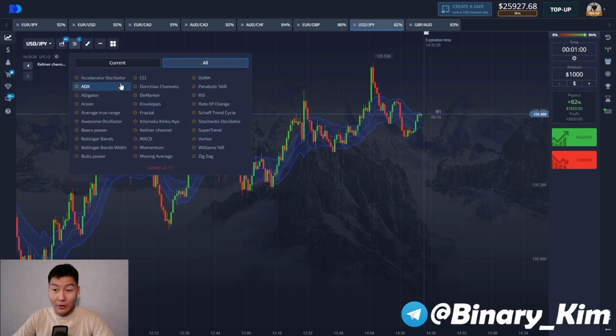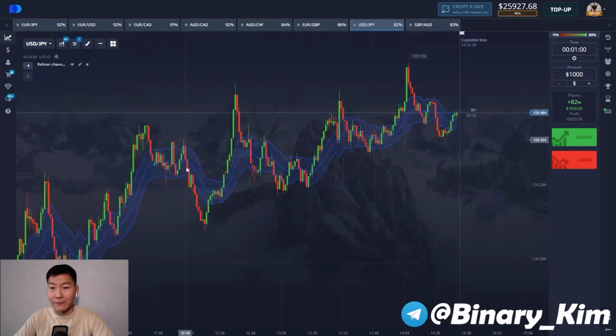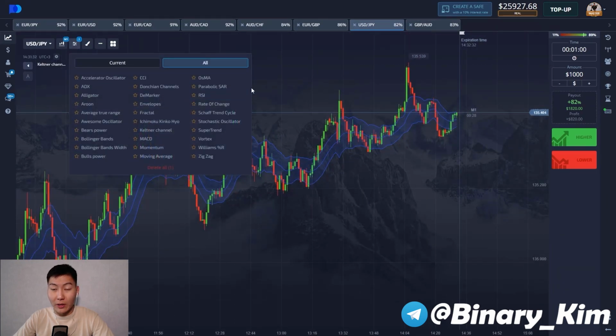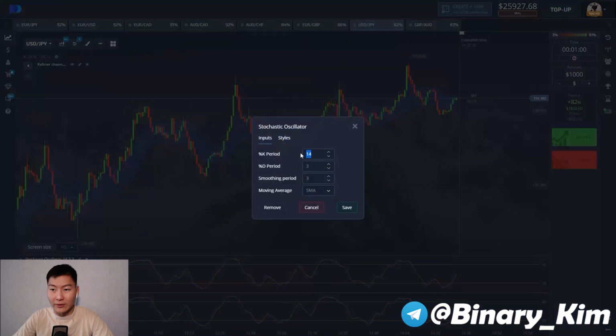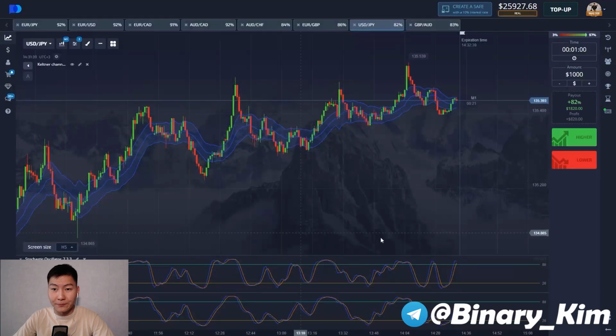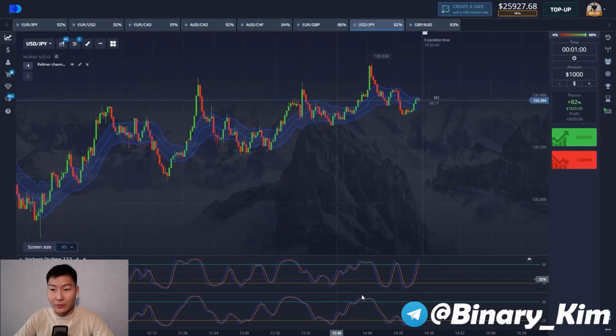Today we are gonna use the following indicators. The first one is the Keltner Channel. We keep the settings as they are. They work out perfectly on a 1 minute time frame, and we are gonna add two stochastic indicators. The first one is gonna be with period of 7, and we keep the second one with the period 14.